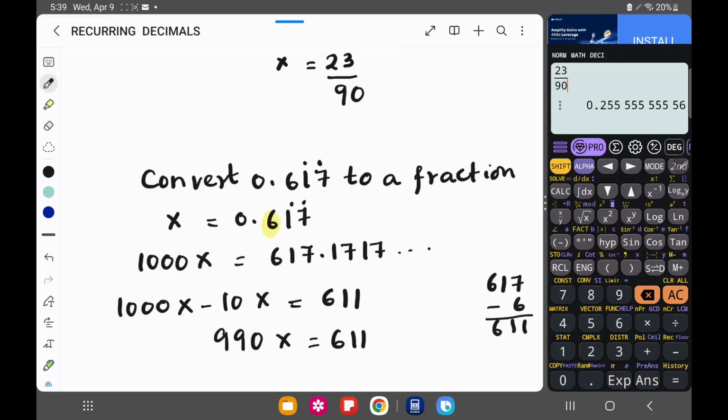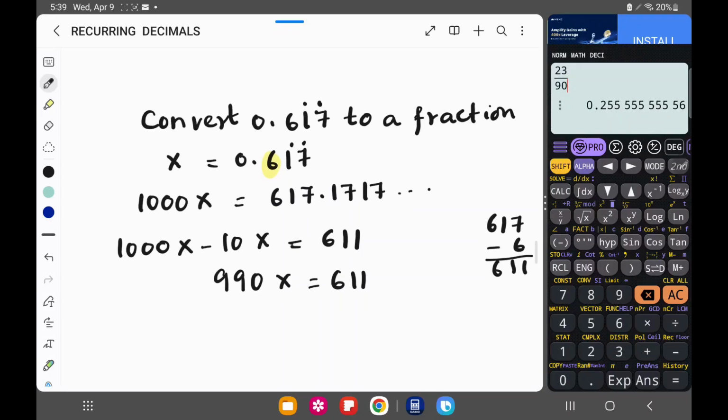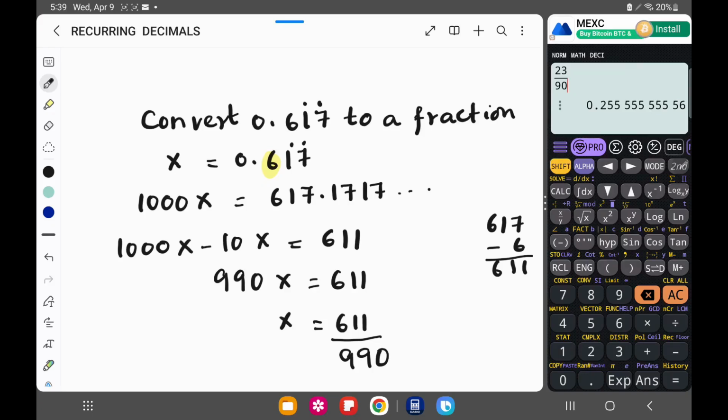No need for a calculator in such questions. I'm verifying our answers just to show you, but there's no need. It can come in a paper where the calculator is not allowed, in IGCSE and O-levels both. So let's check our answer. This is 611 divided by 990, and that is 0.6171717. It means that the answer is correct.